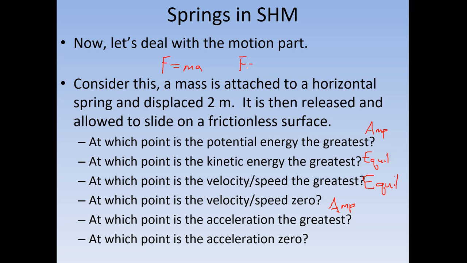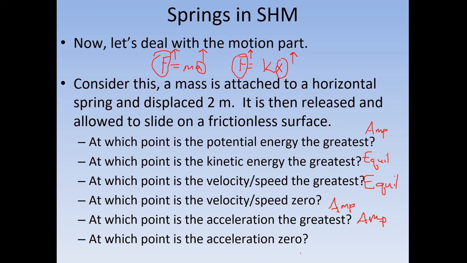F equals kx. There's a direct relationship between force and x, just like there is a direct relationship between acceleration and force. Therefore, if the acceleration is the greatest, the force is the greatest, and if the force is the greatest, the compression is the greatest. The change in the length is the greatest. So where does this occur? This occurs at the amplitude.